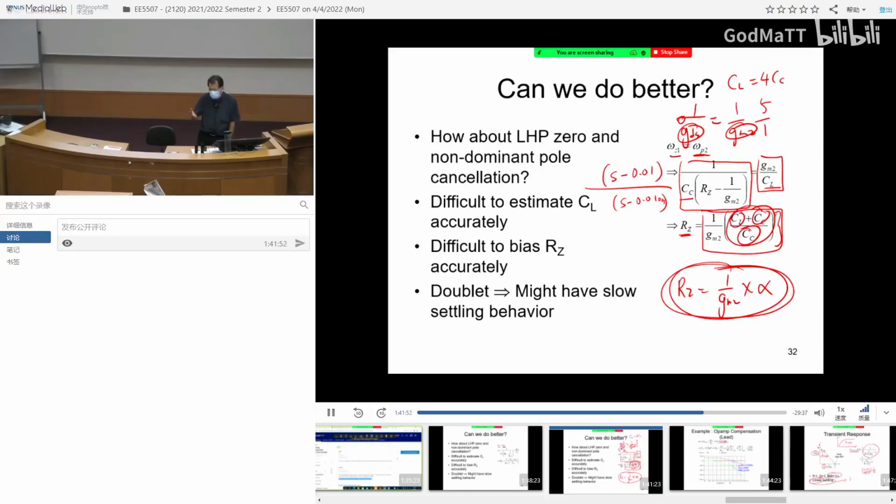In the past, I will tell you they are approximately equal, so cancel. Unfortunately, the system doesn't work that way. They appear to be cancelled, but they are not cancelled. And that gives rise to the so-called doublet.